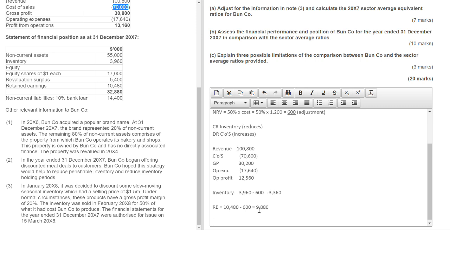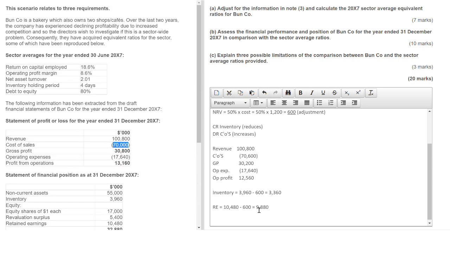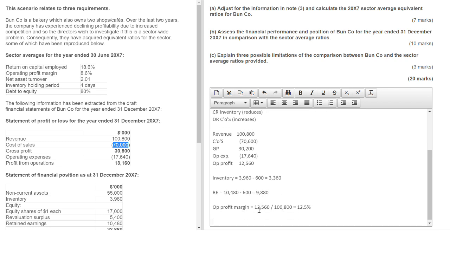So what we need to work out first of all, if I go through and have a look at your ratios. Personally, I'd get the easier ones first. So I'd look at my operating profit margin. That's my operating profit, which is now 12,560 divided by 100,800. Does that give me 12.5%? Okay. And the reason why I've left out return on capital employed is that's a tricky one. Let's get your operating profit margin.